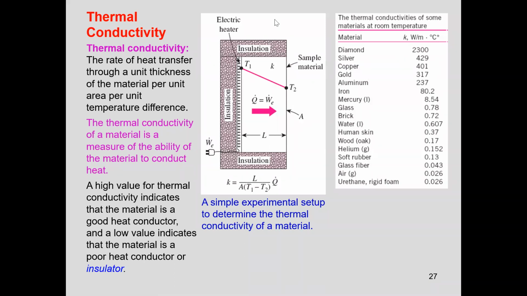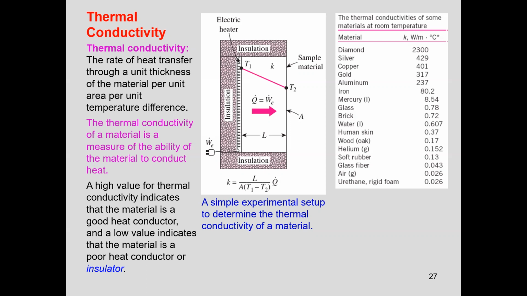Thermal conductivity is the rate of heat transfer through a unit thickness of the material per unit area per unit temperature difference. That comes from the equation we just dealt with. So if you consider this diagram, then the thermal conductivity, which is k, we can find out by this equation, which is used in experimental measurements.